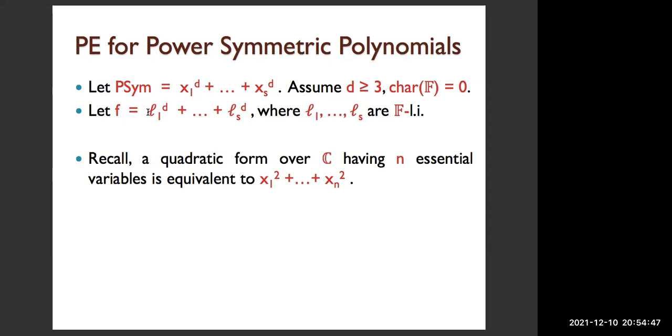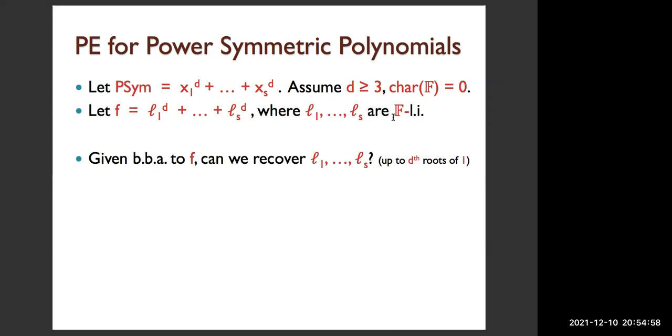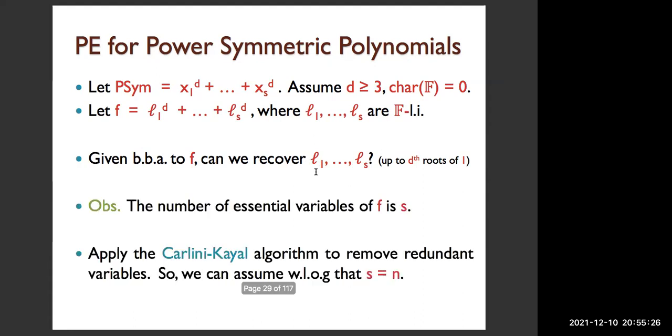So we are given F, which is a sum of s linear forms raised to the power d, right? And the Li's are linearly independent. Yes, so we do a little bit of pre-processing first. And of course, the question is, can we recover these linear forms? And note one thing, we can only recover these linear forms up to dth roots of unity, right? Because if L1 is a solution, then if you multiply L1 by a dth root of unity and raise it to the power d, you still get L1^d. So we can hope to recover the Li's only up to dth roots of unity. They're not unique in that sense.